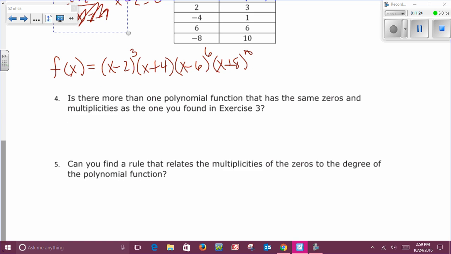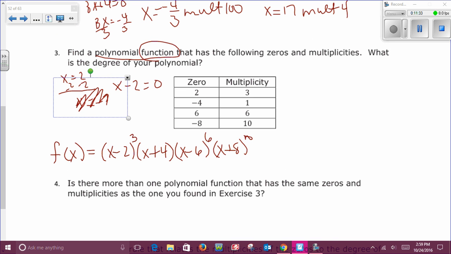Is there more than one polynomial function that has the same zeros and multiplicities as the one you found in exercise 3? Yes. Oh, I forgot to answer. Sorry. What is the degree of my polynomial? If I have 3 and 1, I get 4, plus 6 is 10, plus 10 is 20. So this is a 20th degree.